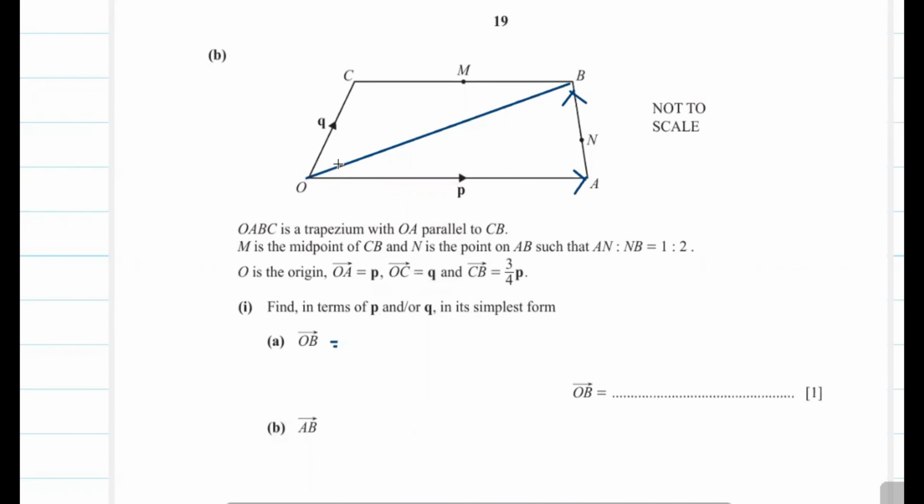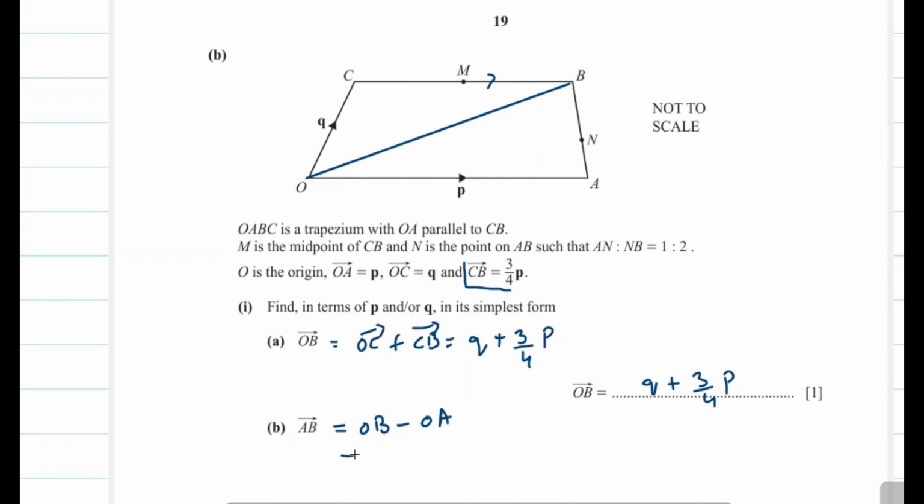Now OB will be equal to OC plus CB. And the OC value, you see here, is q. And CB is 3/4 p. Now we can write it as q plus 3/4 p. Now find the value of AB. AB can be written as OB minus OA. Now OB here is q plus 3/4 p, and OA is p, minus p.